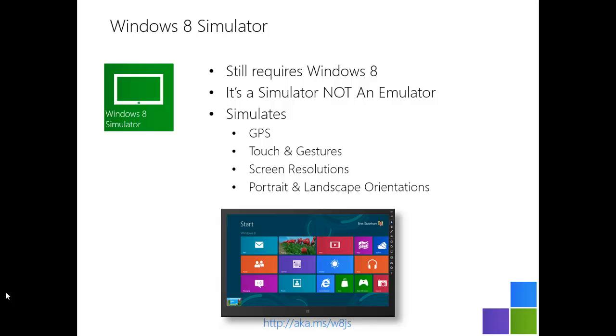Now, I already mentioned that to do Windows 8 development, you have to be running on Windows 8. So the Windows 8 simulator is not an emulator. It doesn't let you emulate Windows 8 on, for example, Windows 7. But it does allow you to simulate certain things that your actual hardware platform might not support. For example, your actual laptop may not have a GPS built in, it may not have a touch screen, or it might not be able to support certain screen resolutions or orientations. And the simulator can help simulate those for you. All right, hopefully that gives you a good overview of the Windows 8 architecture, as well as the tools that you'll need to develop applications for Windows 8.